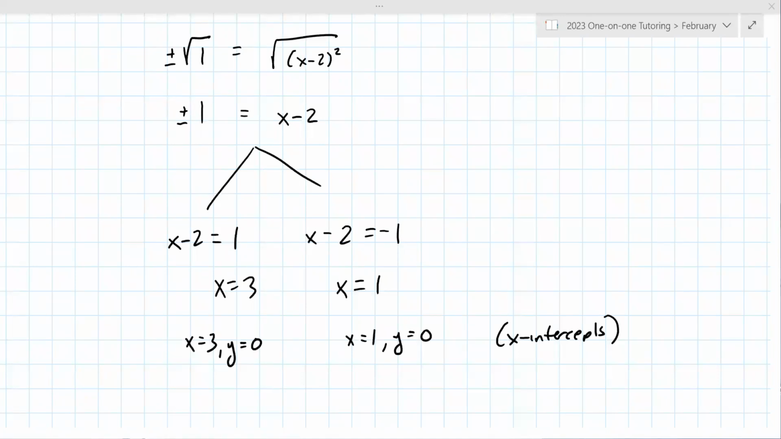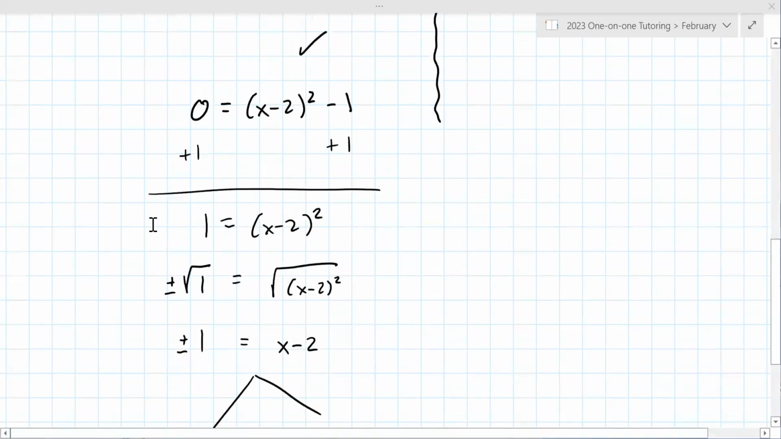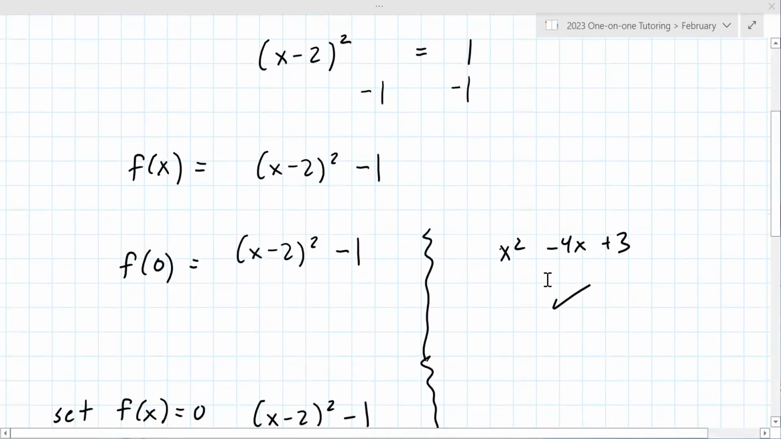Okay, so the previous one, when you were putting 0 in for x over here, 0 squared minus 4 times 0 plus 3, this is your y-intercept.